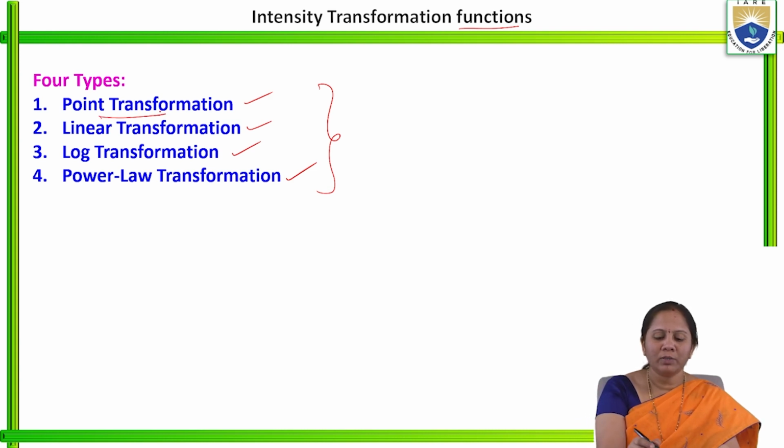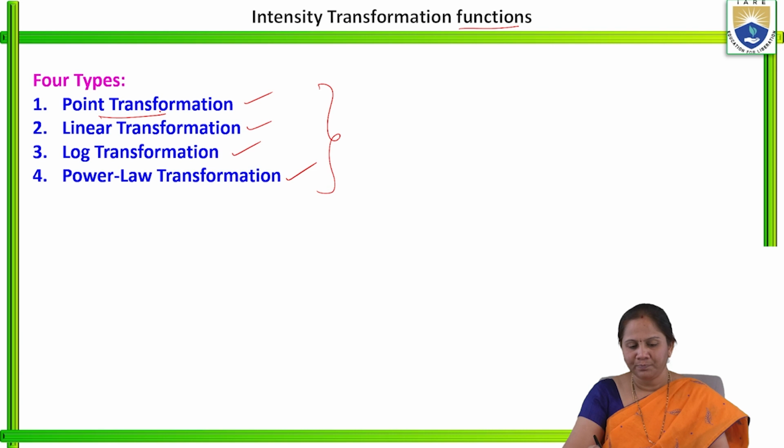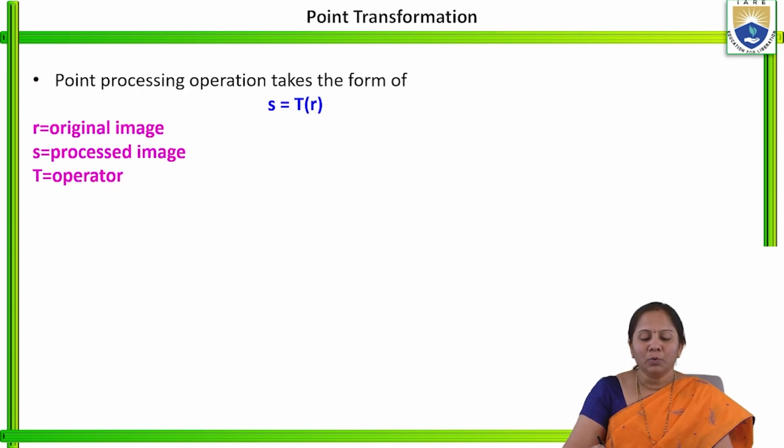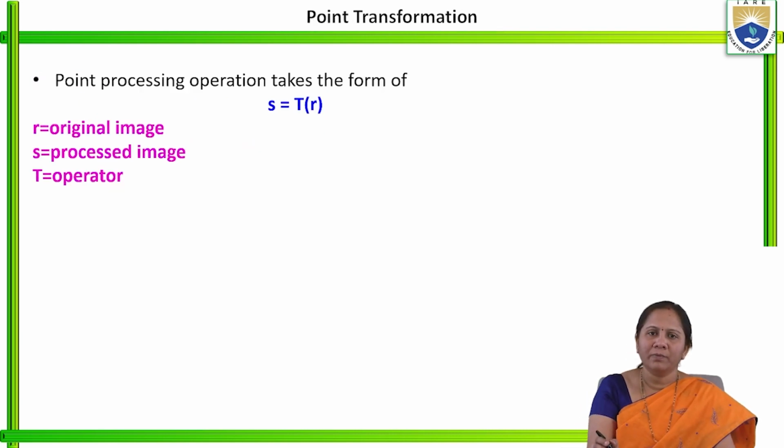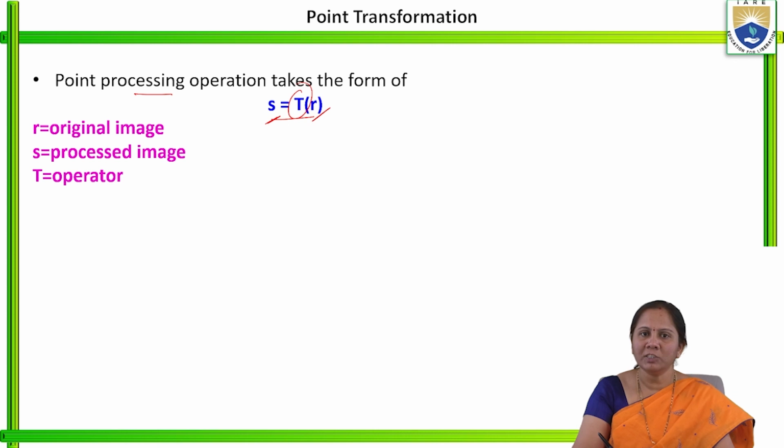So the first one is about point transformation. So point transformation is the same thing what we have discussed. It directly operates on the value of the pixel in the image, what we have discussed in the previous slide. So this point processing can be represented as S is equal to T of R. So here R represents pixel value of the input image, S represents pixel value of the output image, and T is the transform applied on the input image R.